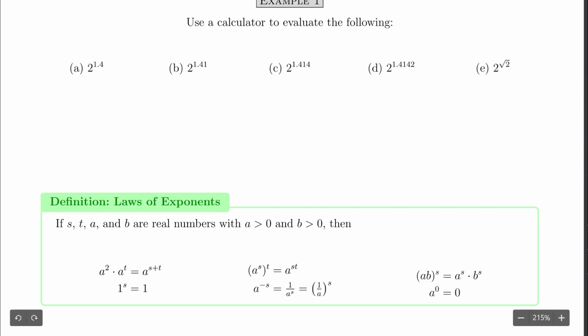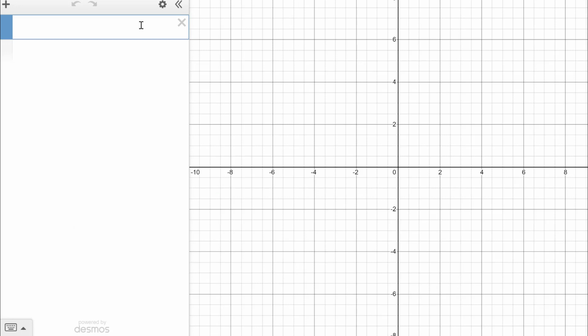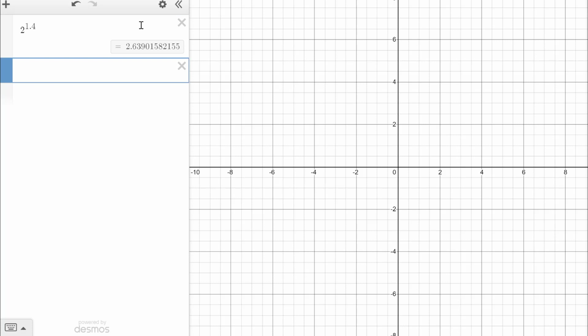So example 1 is just something really straightforward. It just says to evaluate these particular values using a calculator. So we're going to go into Desmos, and I'm just going to type these in using the calculator. So we have 2 raised to the 1.4 power. That's part A. For part B, it's 2 raised to the 1.41 power. I'm going to type that one in.